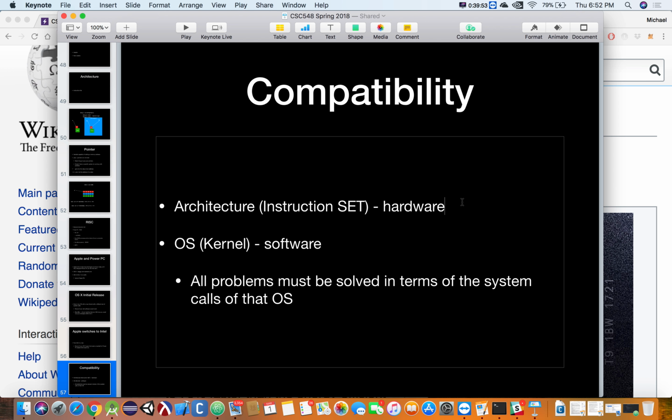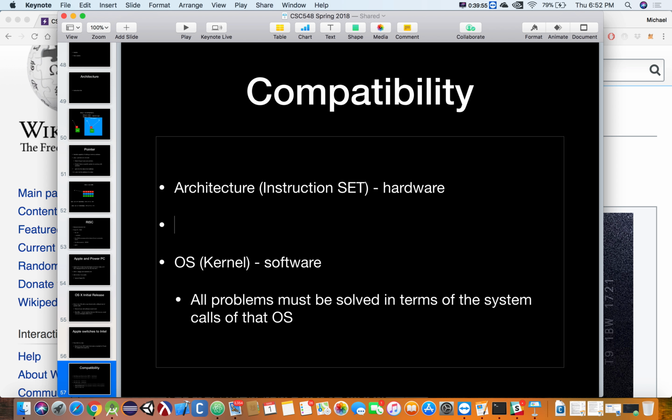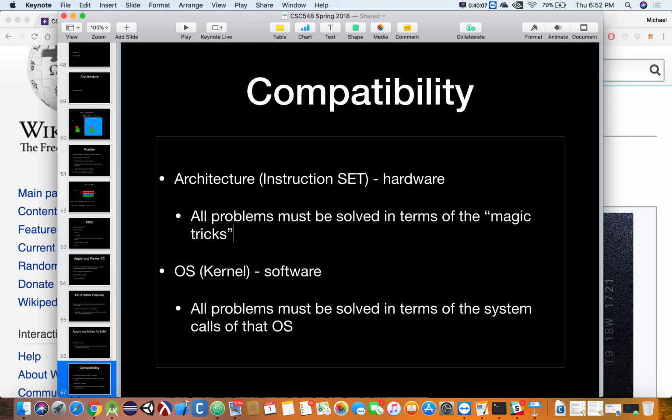Now, the architecture, similarly: all problems must be solved in terms of the, as I referred to them, magic tricks provided by the CPU, provided by the architecture, provided by the instruction set. That's probably the better way of saying it.